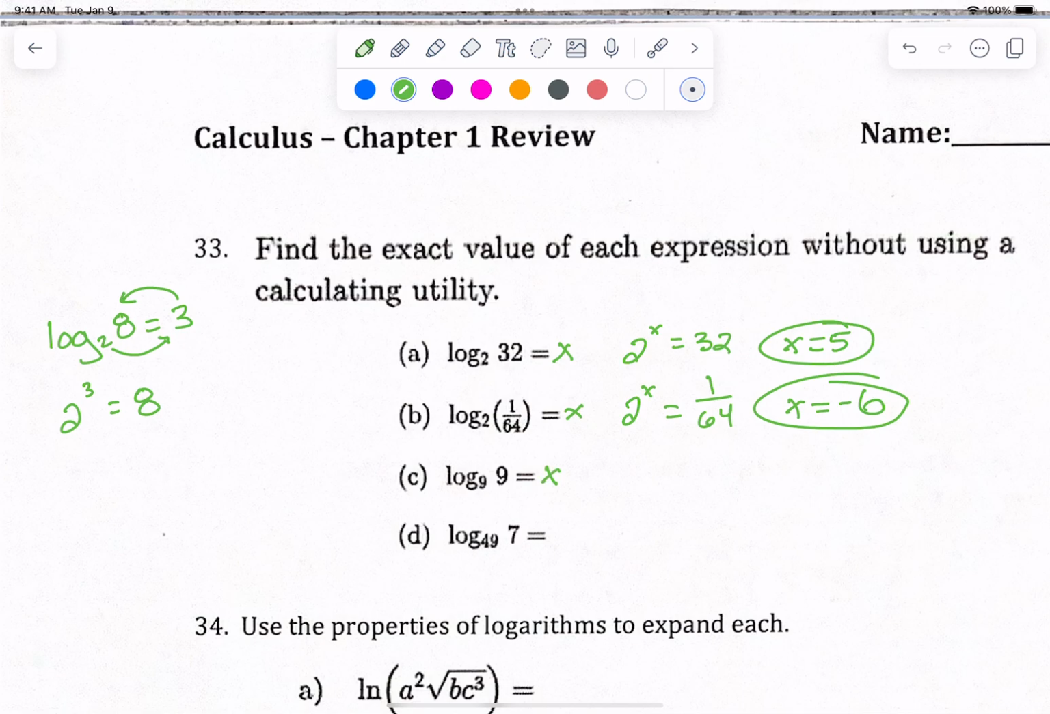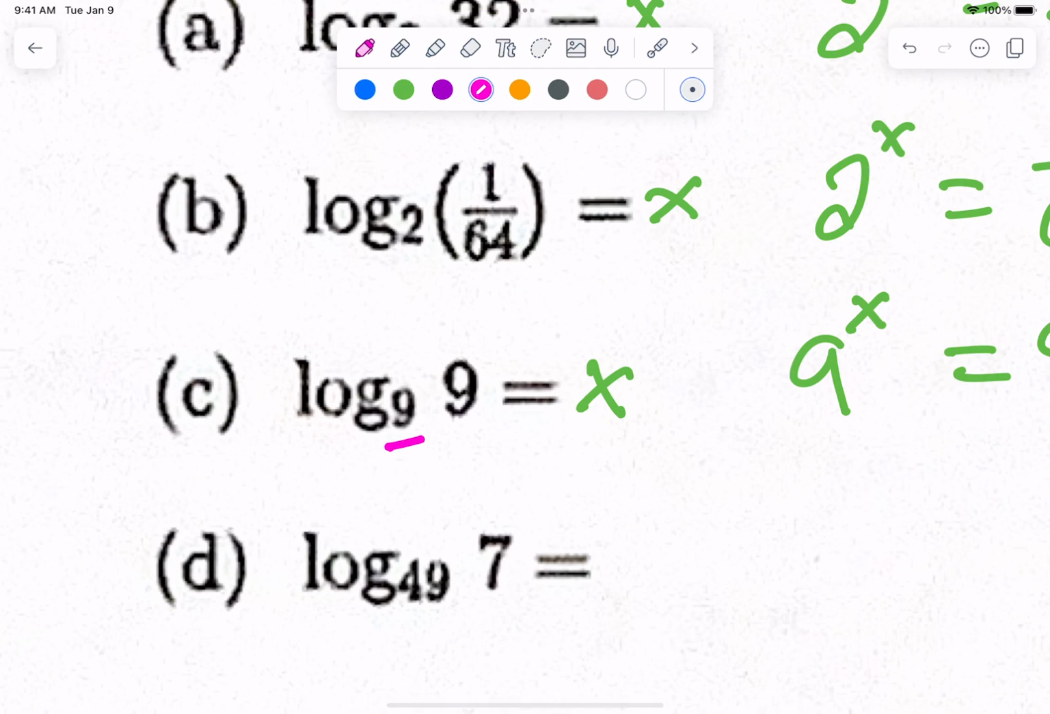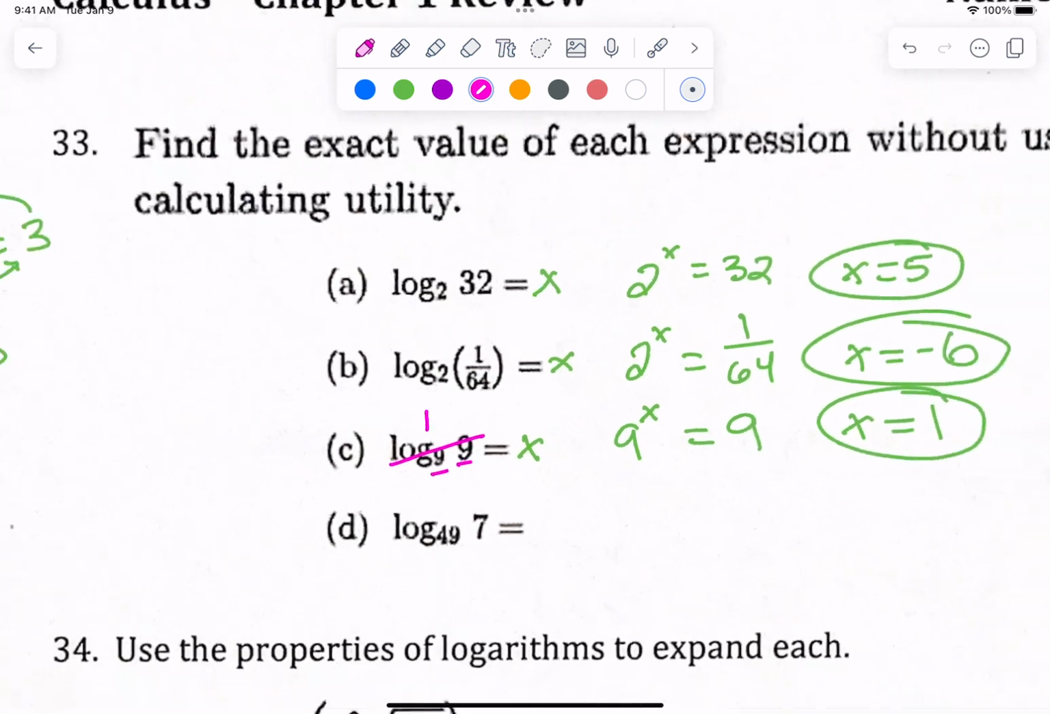Okay, let's call this guy X as well. This says 9 to the X equals 9. So 9 to the first. X equals 1. Also, if you have the base of your log and the base of your exponential function that are the same, they cancel out. But when they cancel out, they don't make 0. They make 1, right? For that reason. Does that make sense?